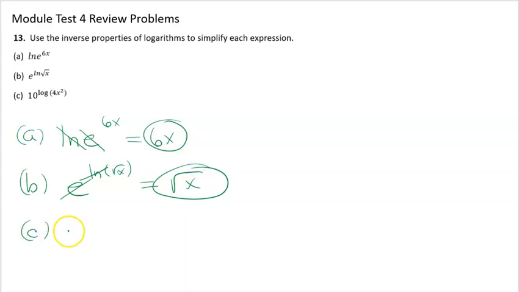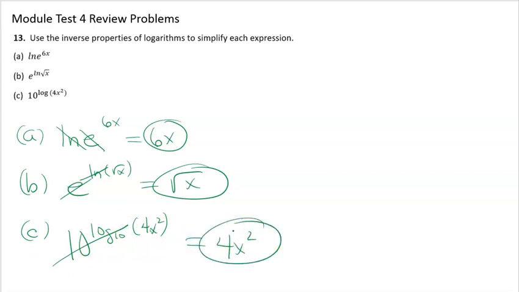And finally, C, 10 to the log. Now notice there's no base with that log, so that's really base 10 of 4x squared. What happens? The log and the log base 10 cancel to give me 4x squared.